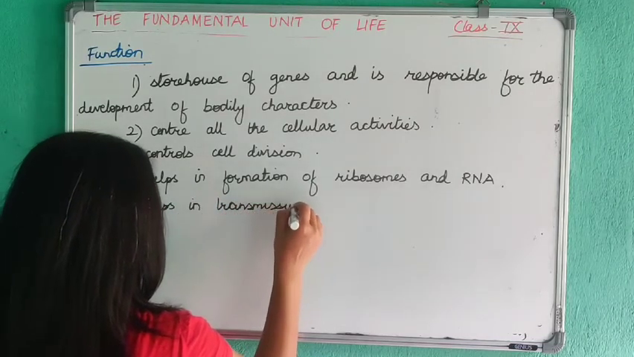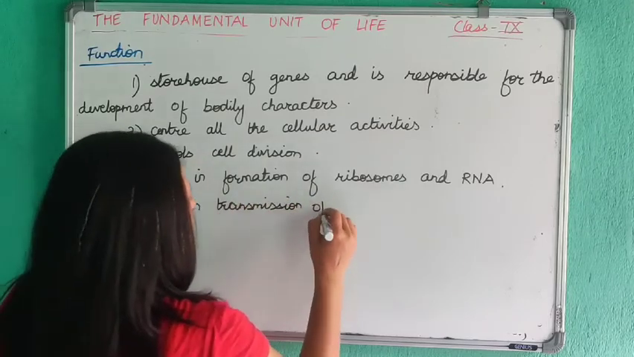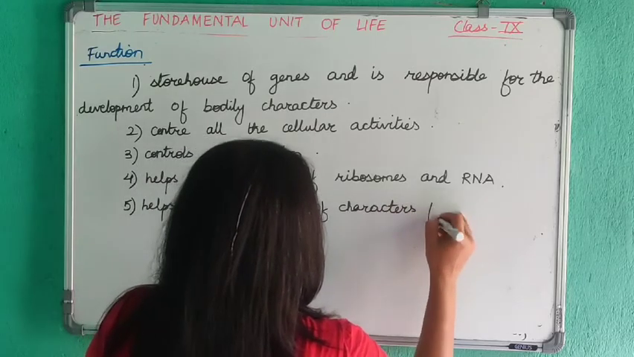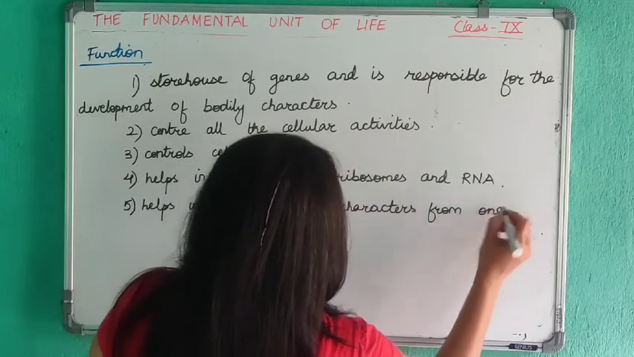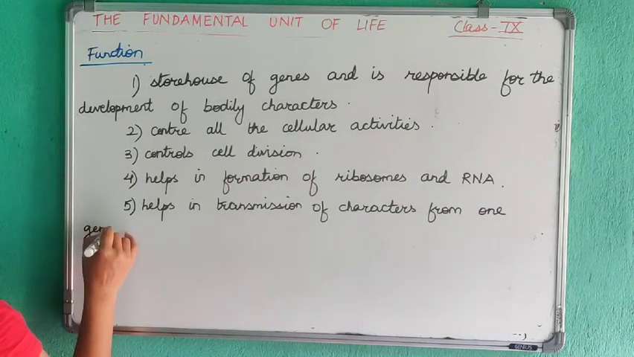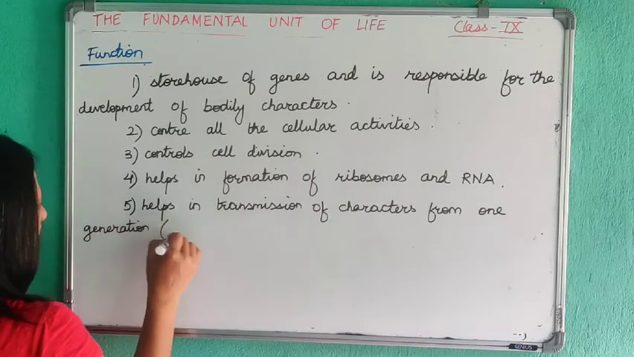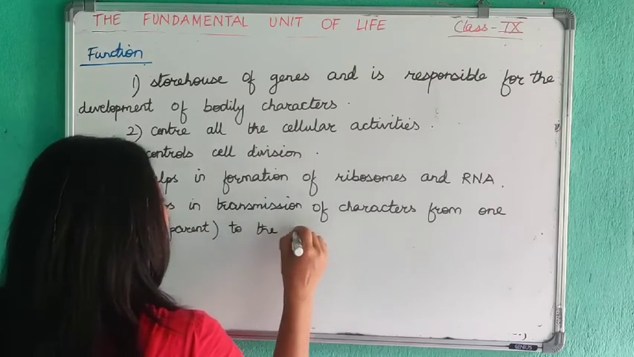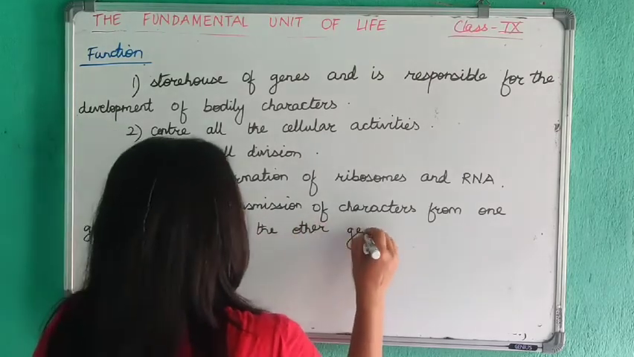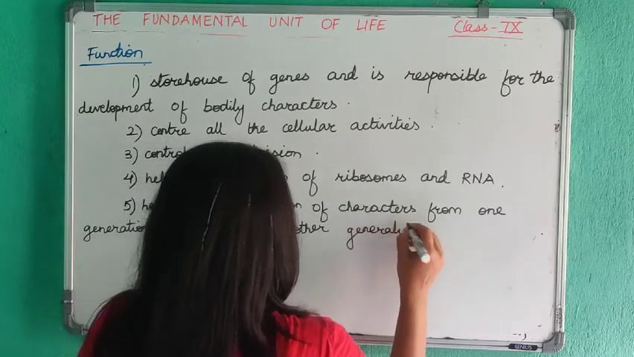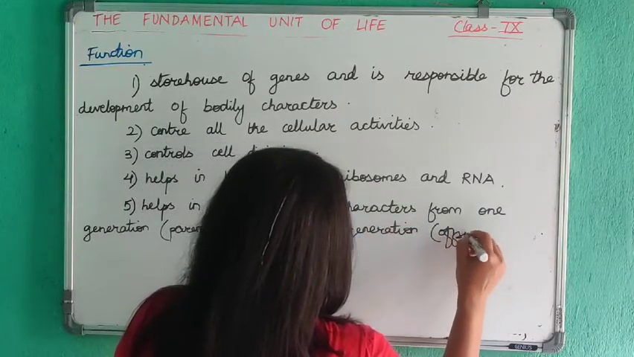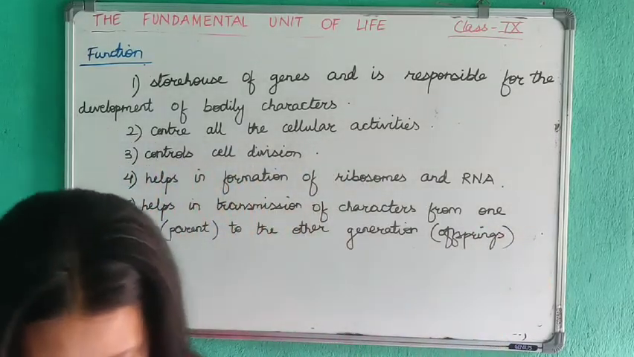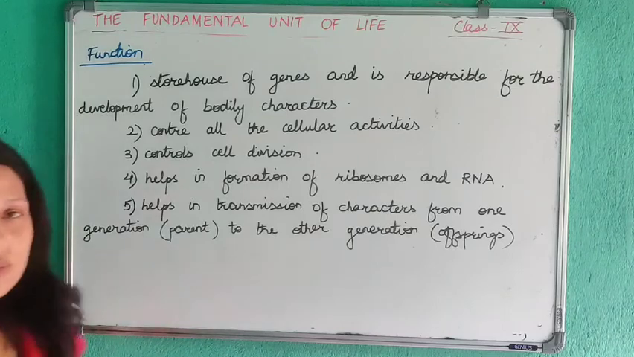Okay, transmission of characters from one generation to the other. Characters from one generation, that means the parent generation. One generation, that is the parent, to the other generation, that is the offsprings. Offspring भनेको नानीहरुमा. Okay, parents देखिनको offsprings मा चाहिँ उसले characteristics बोकेर ल्याउँछ. That is why the offsprings look similar to the parents.